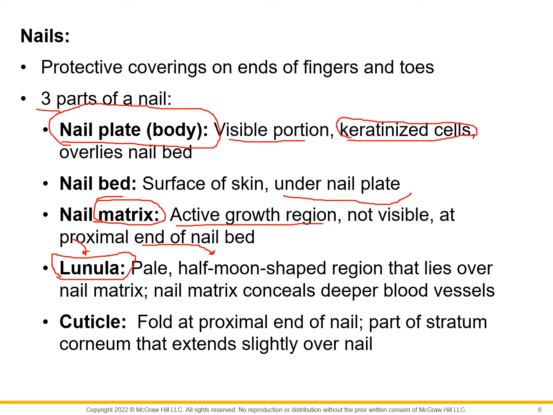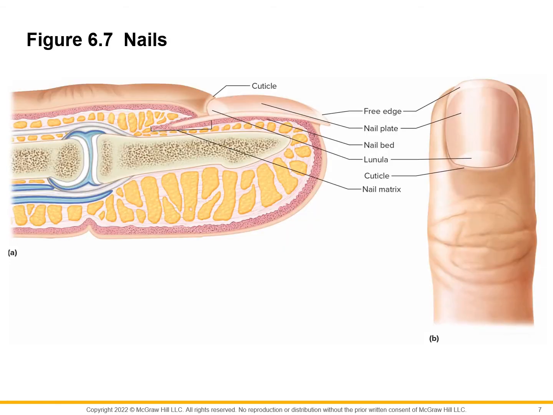And then the cuticle is actually the skin that's going to fold over that lunula. And again, if you've ever had a manicure, they'll work on your cuticles. So here's the cuticle. Again, this is showing the little skin that's right here. This little white part here is the lunula. The actual nail is the nail plate. The skin that's underneath there that the nail plate rests on is called the nail bed.